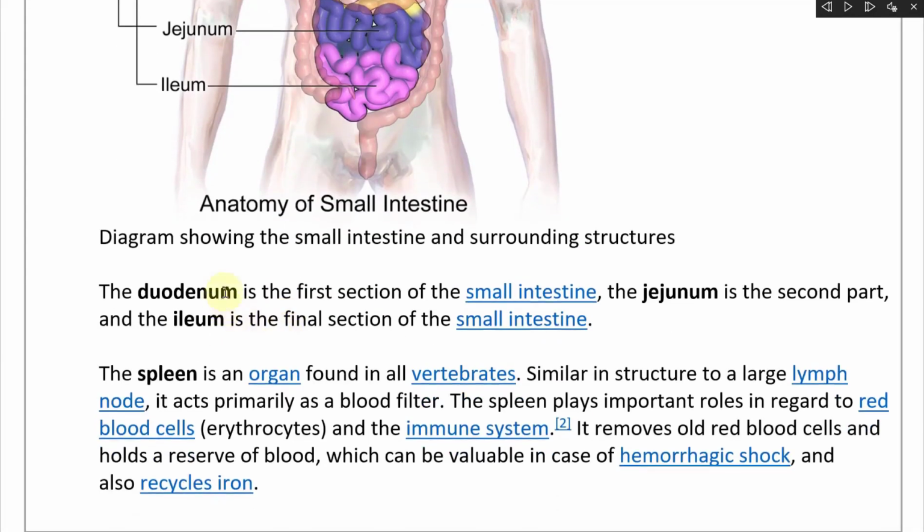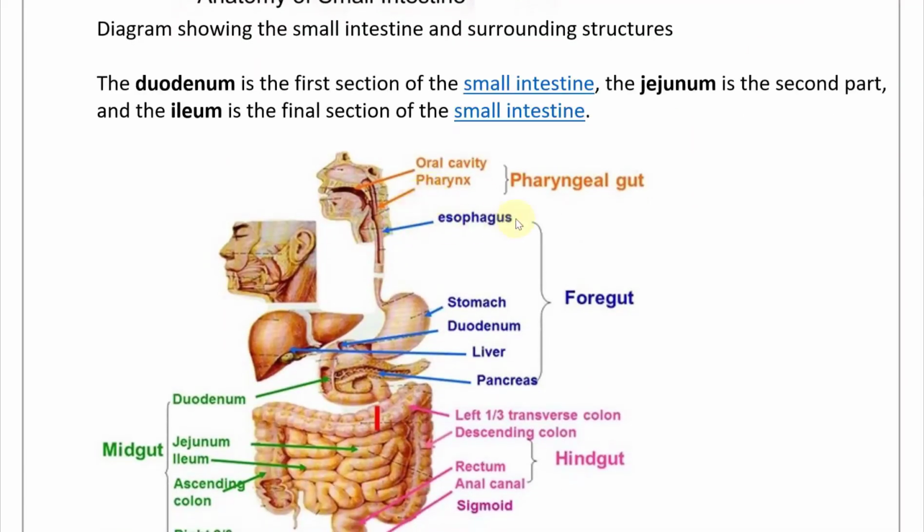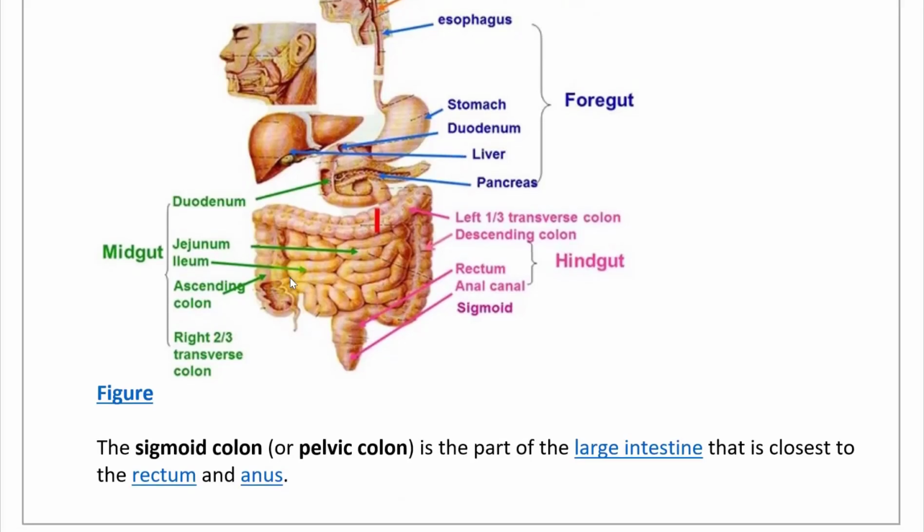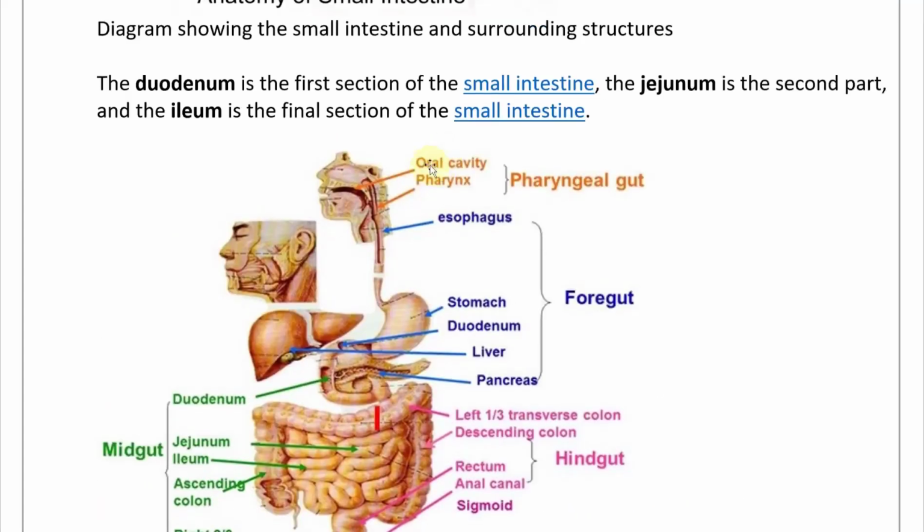So anyways, going further. Yeah, the duodenum is the first section of the small intestine. See the pronunciation here: duodenum. The jejunum is the second part, and the ileum is the final section of the small intestine. All right, so continue further and take a look at this figure that goes through all of these types of guts. This figure is from, let's see, the website quizlet.com. So here's the pharyngeal gut.